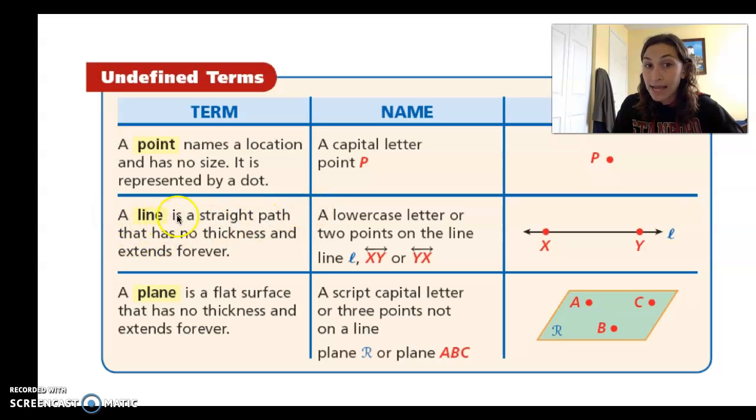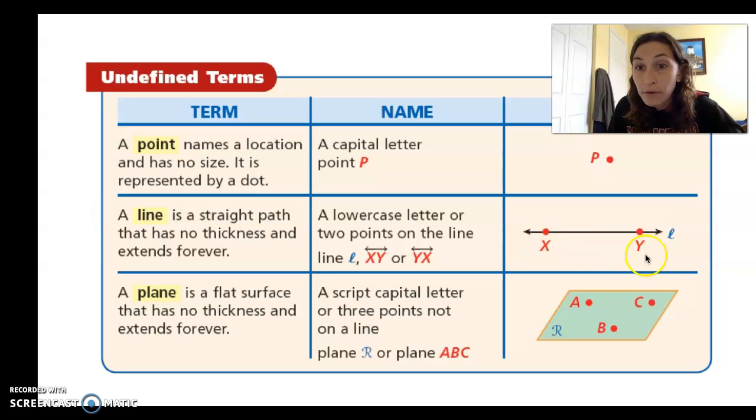A line is a straight path that has no thickness and extends forever. This is very important. A line extends forever. Okay? Now a line will always be named by 2 points. So if we look over here, you can see there are 2 points. 2 points make a line. Between any 2 points, there will be a line. The arrows show on the side that this line is extending forever.